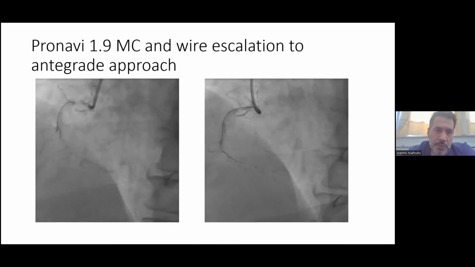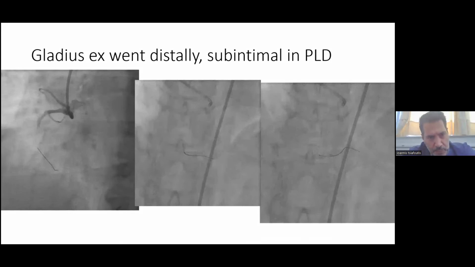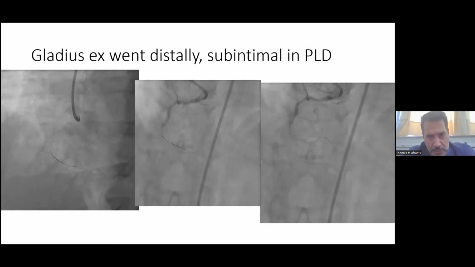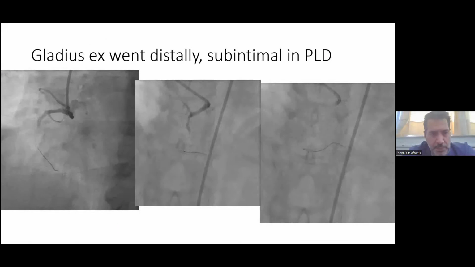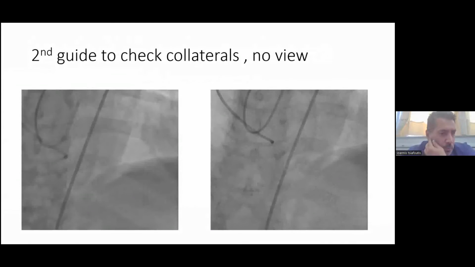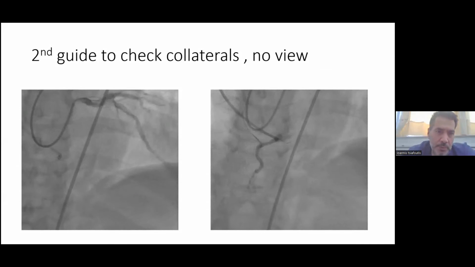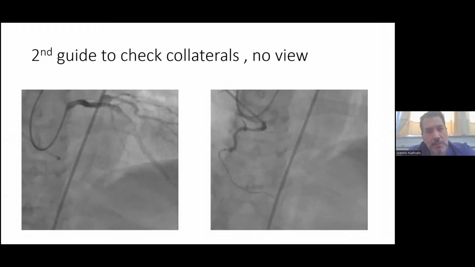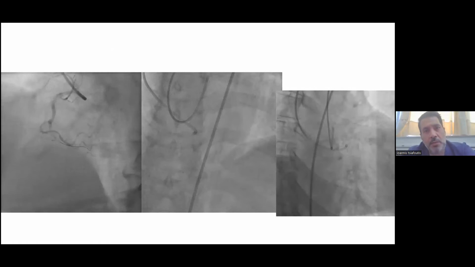So we used the PRONAVI 1.9 microcatheter and wire escalation to go antegradely. Gladius CX went distally with support from the micro, but subintimal in PLD. There was no visibility of the distal vessel because of hematoma, so we tried to put in a second guide to see if there were collaterals, but there were no collaterals from the left coronary artery. So we went on with just antegrade.